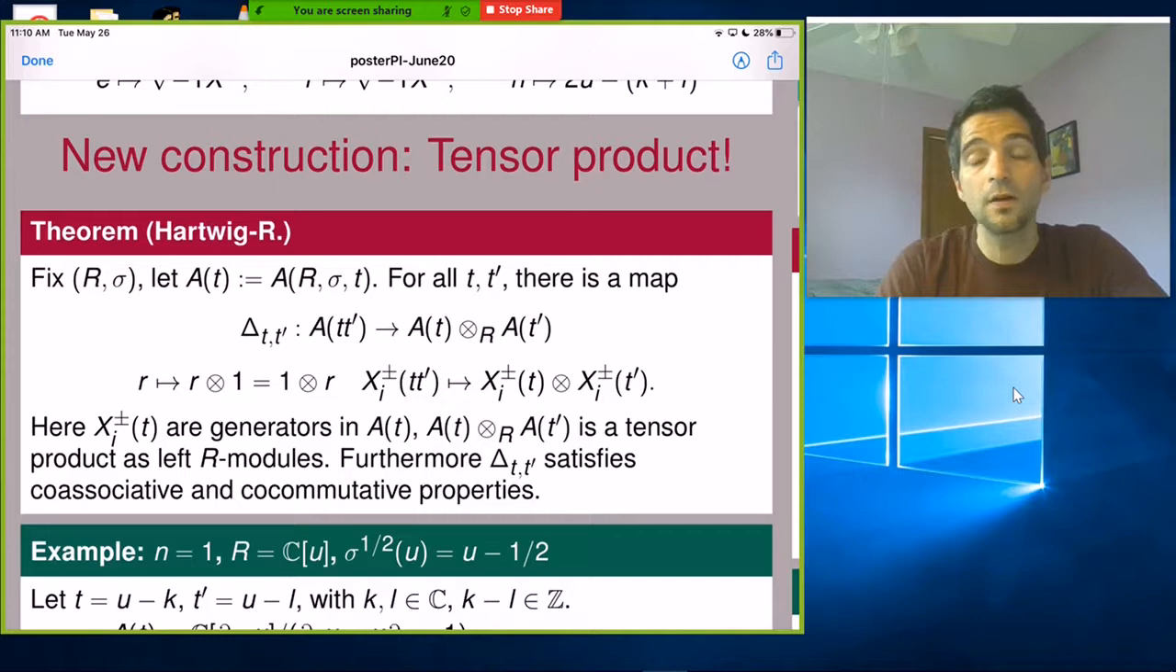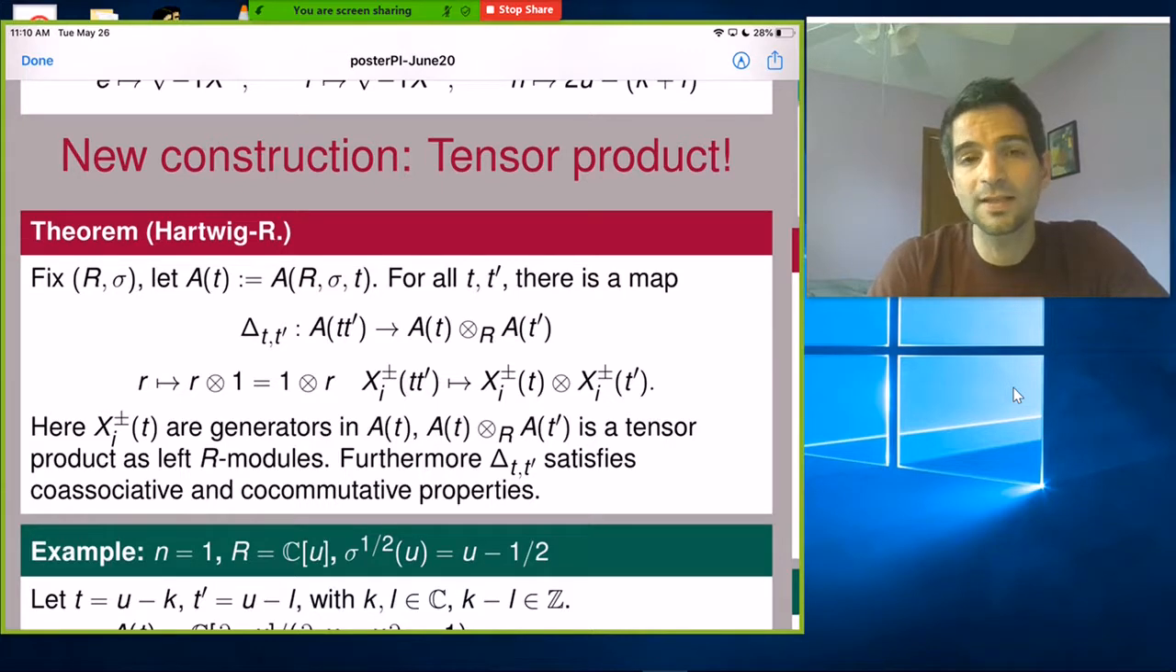So, although TGWAs in general are not in any natural way Hopf algebras or bialgebras, they don't have a co-multiplication map. The new observation of this work is that if we take different TGWAs corresponding to different parameters t, so we fix R and sigma and we let t vary, then we can get a map which is sort of like a co-multiplication map that goes from the algebra corresponding to the parameter t times t prime into the tensor product of the algebra corresponding to t with another algebra corresponding to t prime.